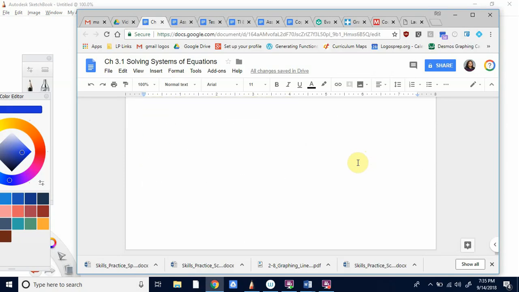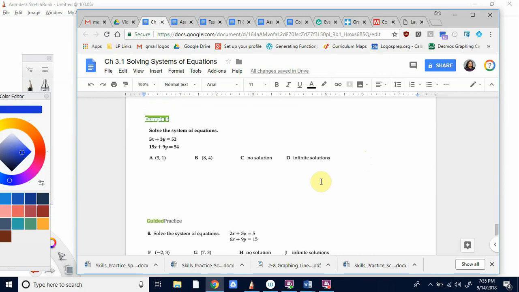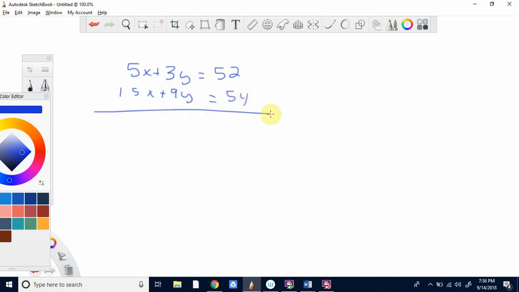That would be example 6. All right, so solve a system of equations. Is it A, B, C, or D? So let's solve it. So let's do 5x plus 3y. You have to know both methods because you will be asked to do both methods. You'll also be given the opportunity to choose the method of your choice. Doesn't matter. Sometimes it's better to do substitution. Sometimes it's better to do elimination. Just depends.